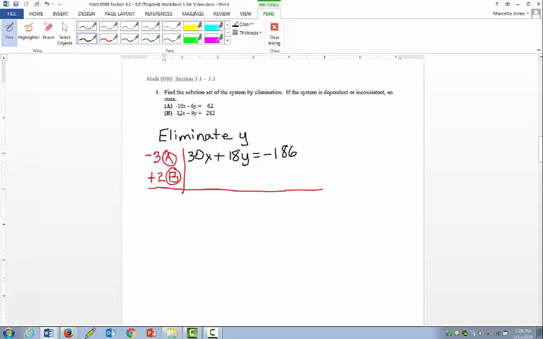And now I'm going to multiply 2 times equation B. So 2 times 12x is 24x. Notice every term of the equation needs to get multiplied by 2. 2 times -9y is -18y. And 2 times 282 is 564.